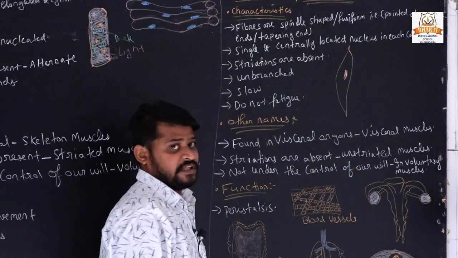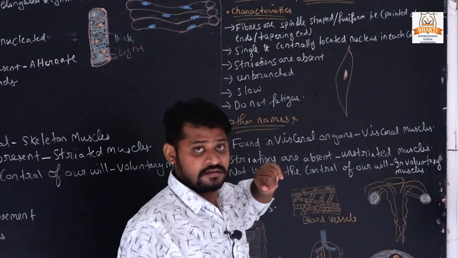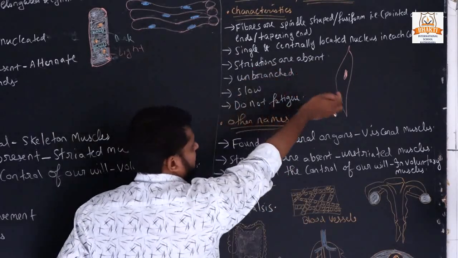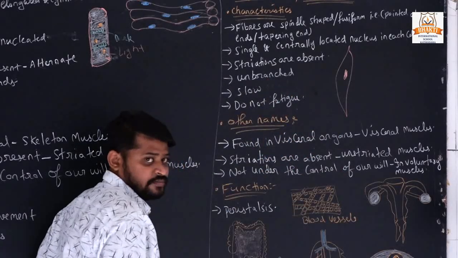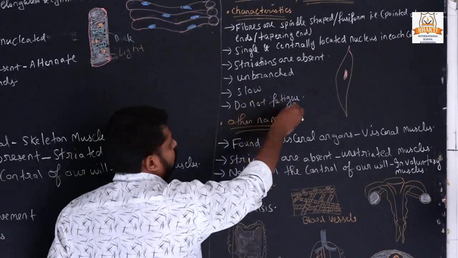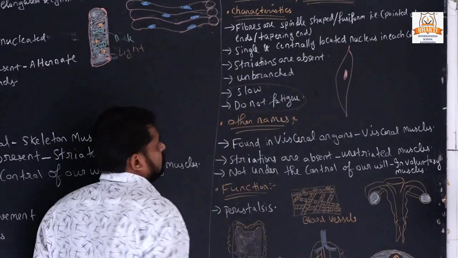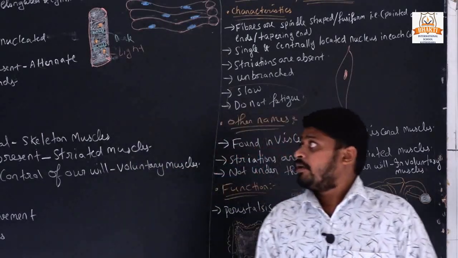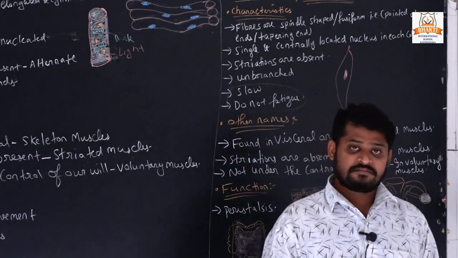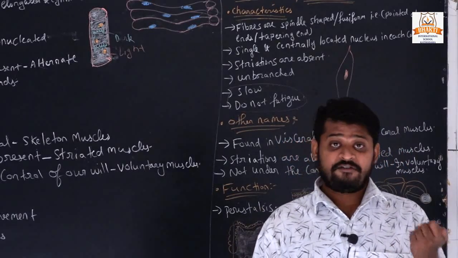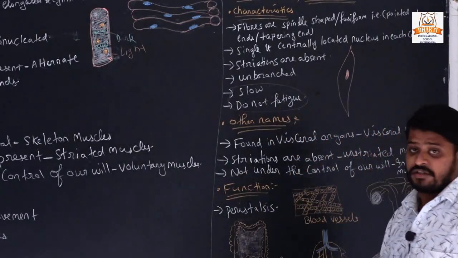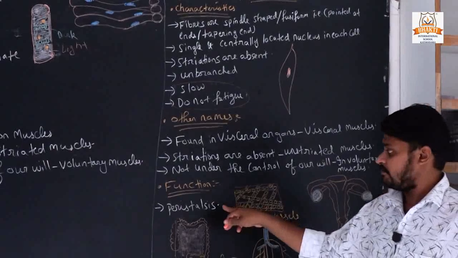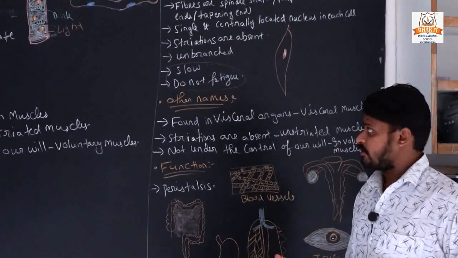Striations are absent. They all have only a single color, so they don't have any striations present in them. That's why the striations are absent. It is also unbranched. It is slow and does not fatigue. It is very important. We will study that. Our first type of muscle tissue, that is skeletal tissue, is fast in nature, but this is slow in nature. Why is it slow in nature? When I explain the function, you will clearly understand.